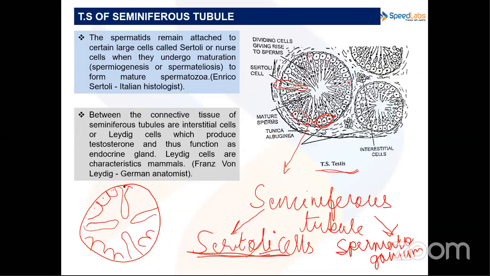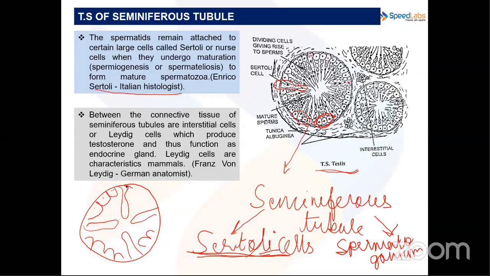Concentrate on that. Sertoli cells are the cells which are present inside the seminiferous tubule that support the various stages of sperm production. The name is Sertoli based on the person who had first seen it. I think it's mentioned in the slide. This Enrico Sertoli was an Italian histologist who had first seen the Sertoli cells. So the importance of Sertoli cells, I'll tell you.